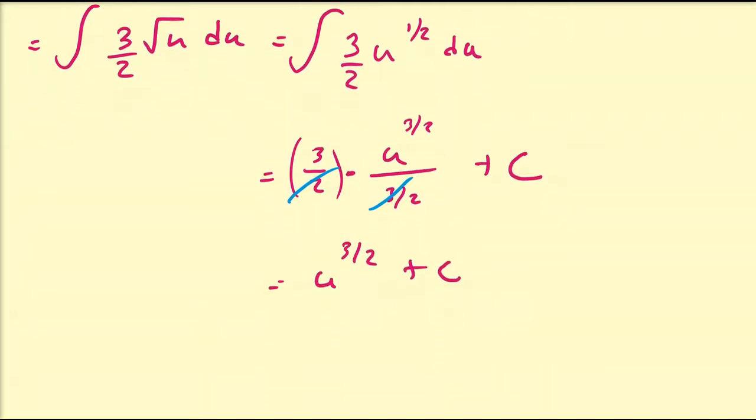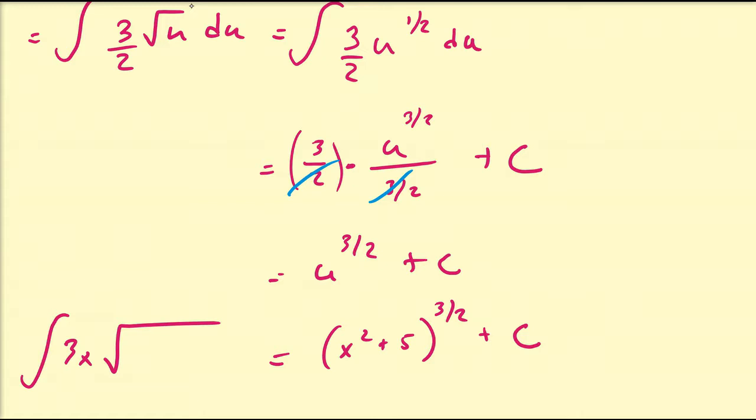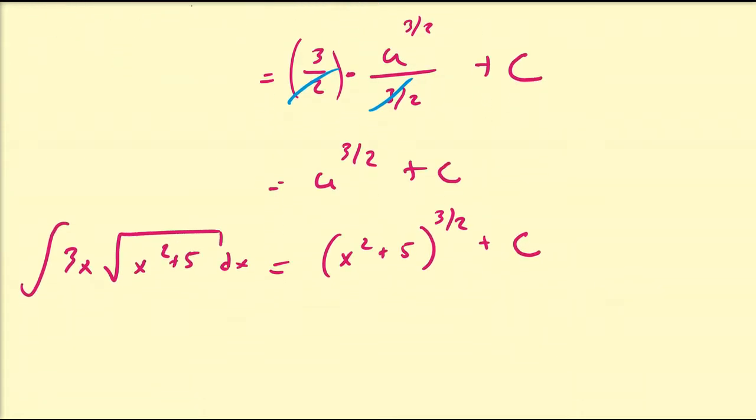Then we're just going to replace the u that we defined before. So u was defined to be equal to x squared plus 5, giving x squared plus 5 raised to the 3 halves plus c. That means the integral of 3x times the square root of x squared plus 5 dx is equal to this function.